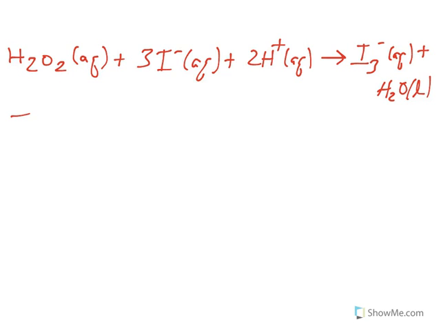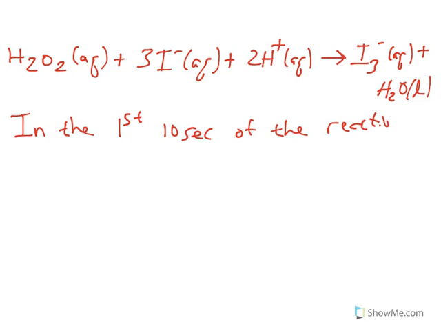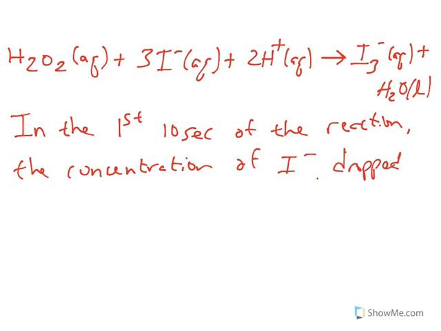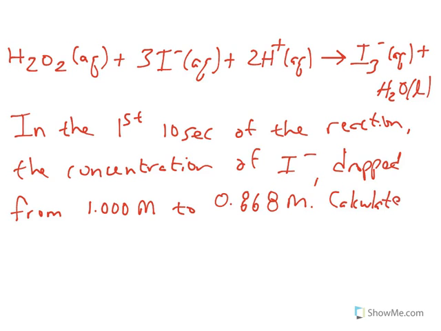In the first 10 seconds of the reaction, the concentration of iodide, I minus, dropped from 1.000 molar to 0.868 molar. Calculate the average rate of reaction in this period.